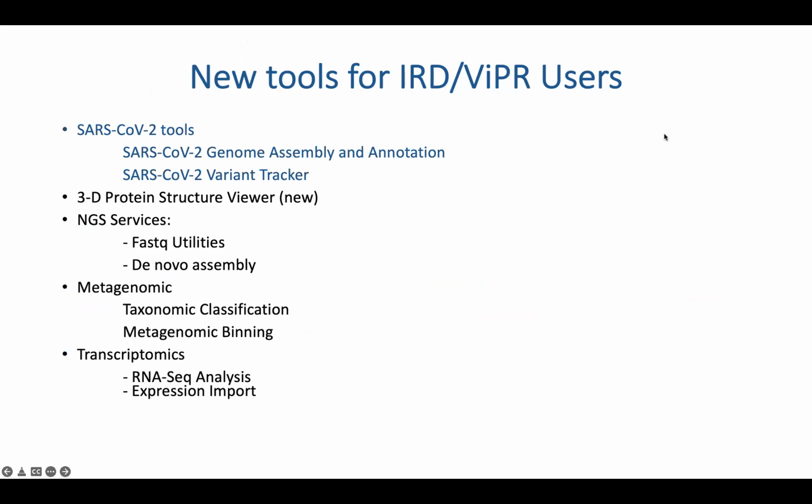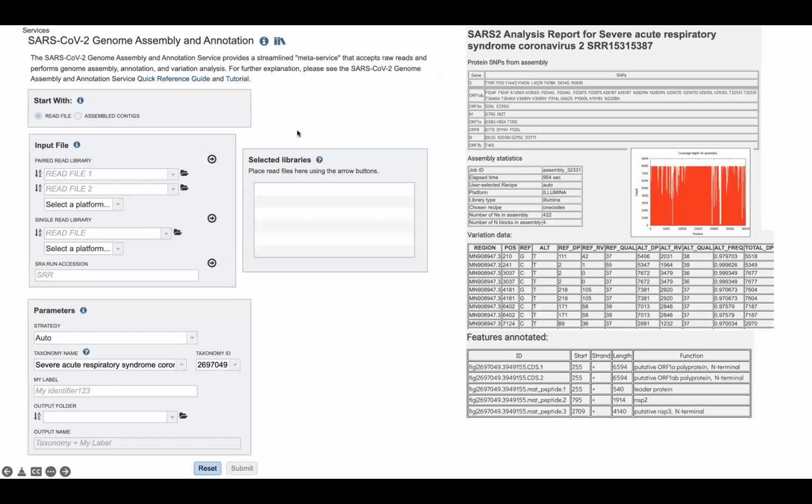So we have a few new tools, and some of you might already be familiar with the tools focused on SARS-CoV-2 because these were introduced in some previous webinars over the past 2 years. And these include a SARS-CoV-2 genome assembly and annotation pipeline, as well as a page that focuses on tracking SARS-CoV-2 variants.